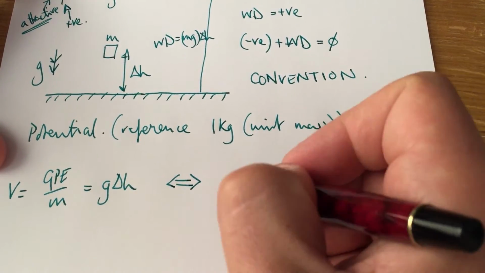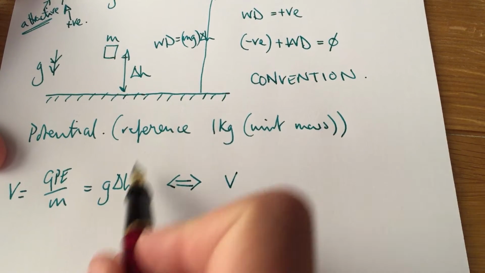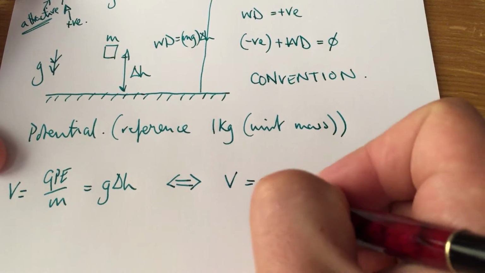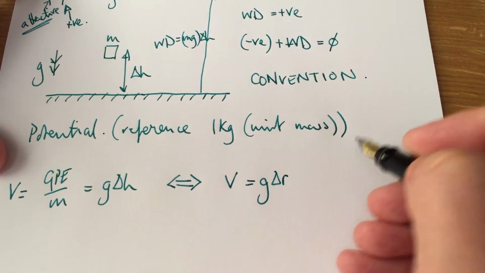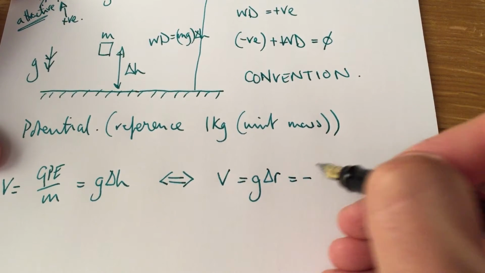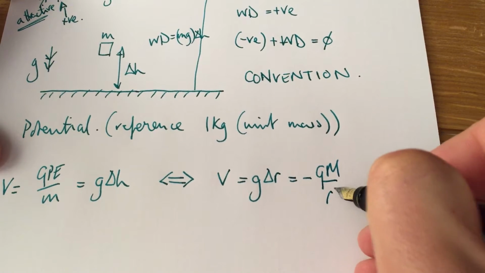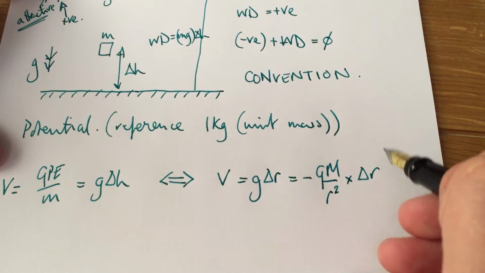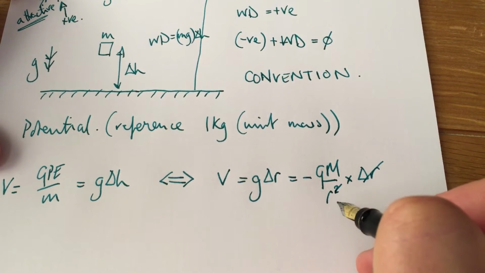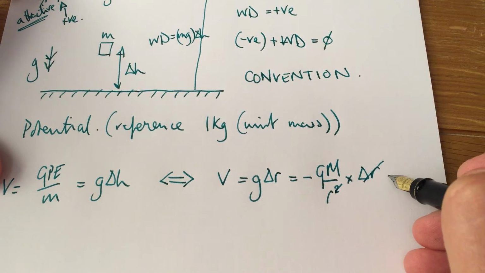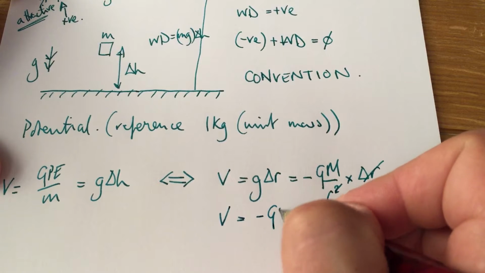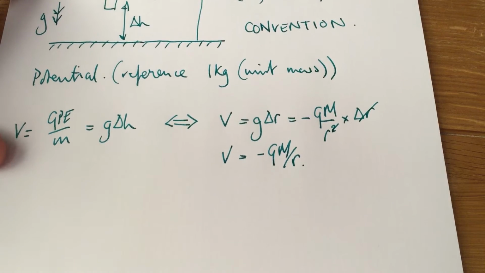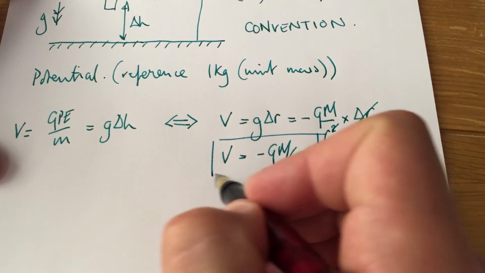So now let's talk about the potential, but not using something close to the Earth. Let's look at something much further away from the Earth, as we've done before. G times a change in distance, and g we know to be minus GM over r squared, times a change in r. So if I look at this quite simply, this distance and this distance cancel out with each other. I know it's not strictly the case, but essentially the potential would be minus GM over r. So this is the equation we're going to be working from.